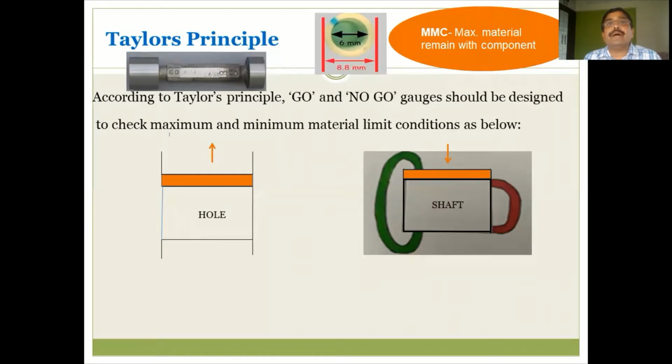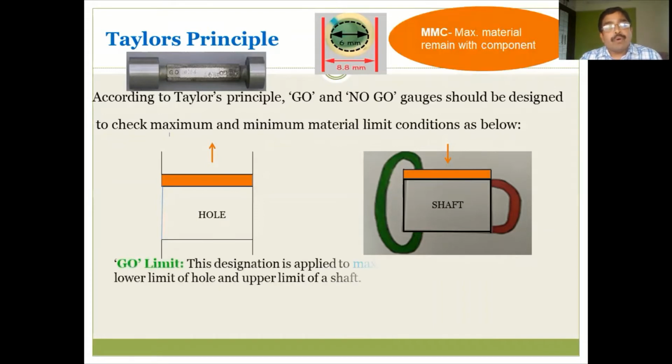Here I have shown one component, a hole with a diameter of 6 mm. I can increase that diameter up to 8 mm, which means the material is available with that hole, and only then are these possibilities there. If you consider the shaft, the shaft is a solid component, and in the shaft we can reduce the size if we have the maximum material with that shaft. So that is called a maximum material condition.